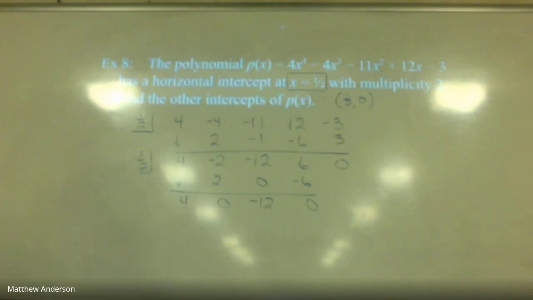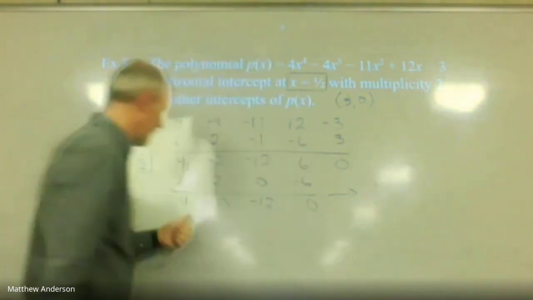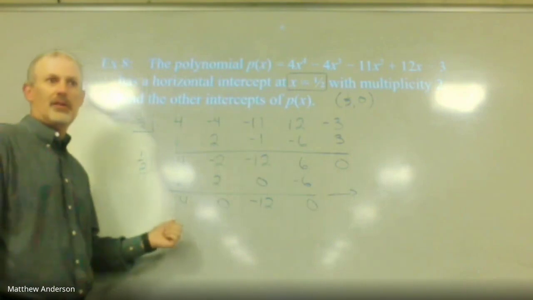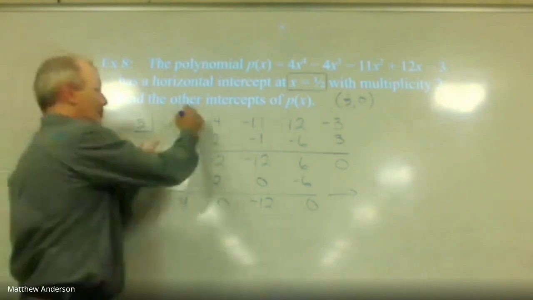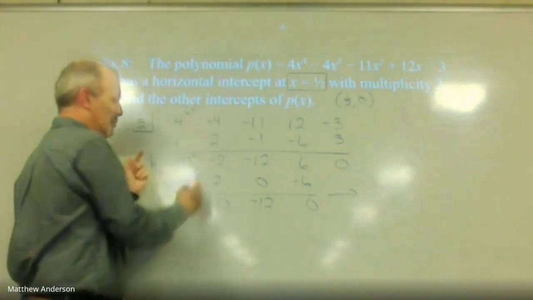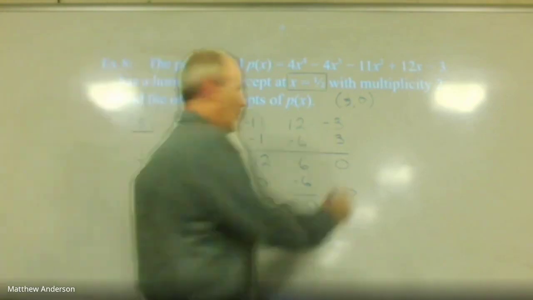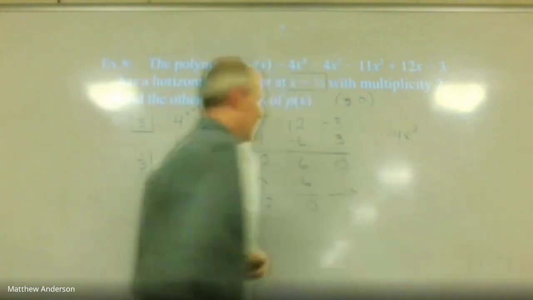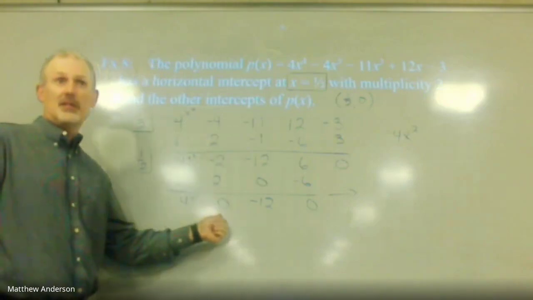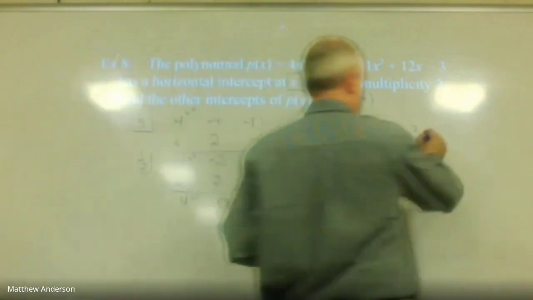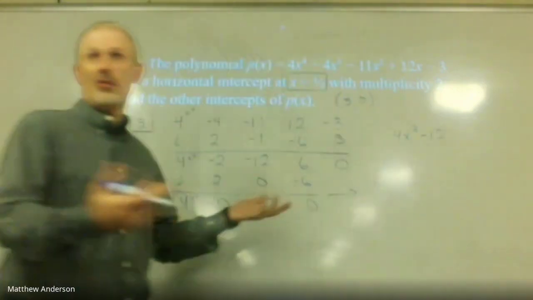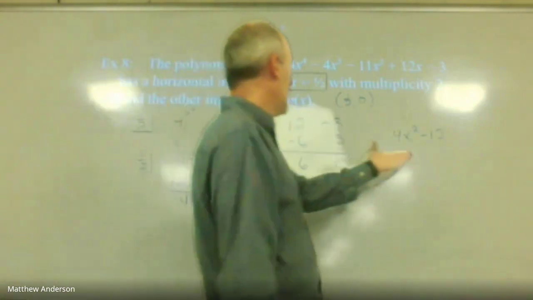Now, what do we have left here? What is this polynomial? This is 4x to what power? Squared, because it was x to the 4th. We divided once, it made it x cubed. We divided again, it makes it x squared. So this is 4x squared. The 0 tells us there's no x, right? This tells us there's going to be a -12. And then the remainder is 0, which we already knew. So we don't need that. But here's what we've got left.